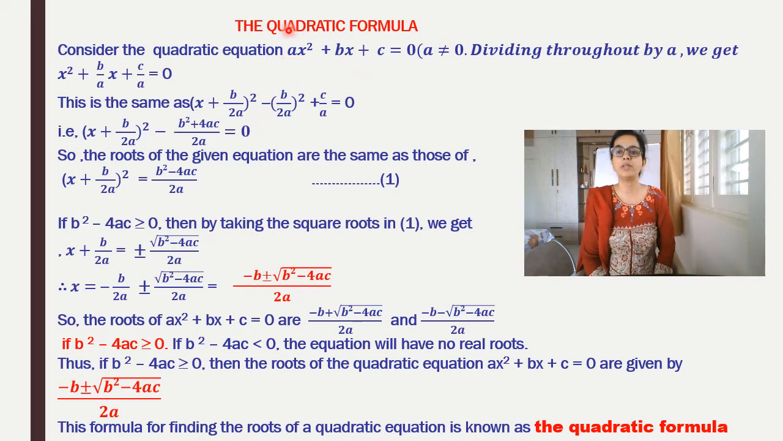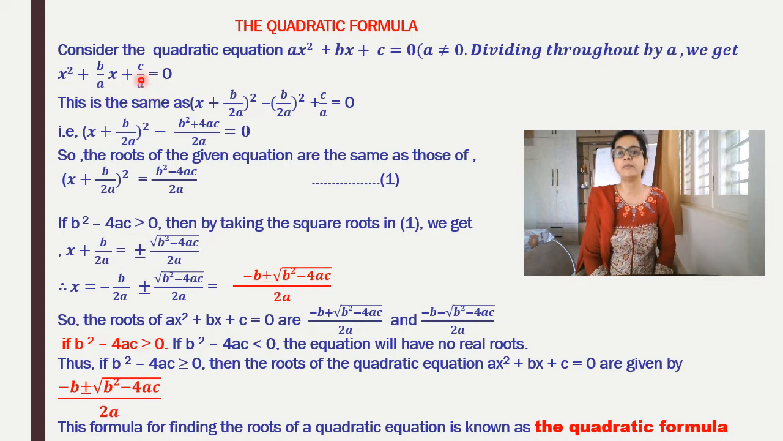Here we have to say that a is not equal to 0, because if the coefficient a is equal to 0, then the whole quadratic equation will get reduced to a linear equation. It means the first term will get eliminated and it will become a linear equation. So we should be sure that a cannot be 0.